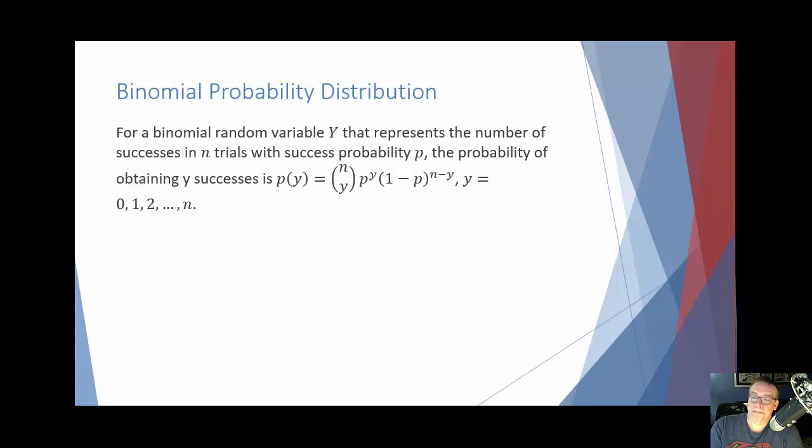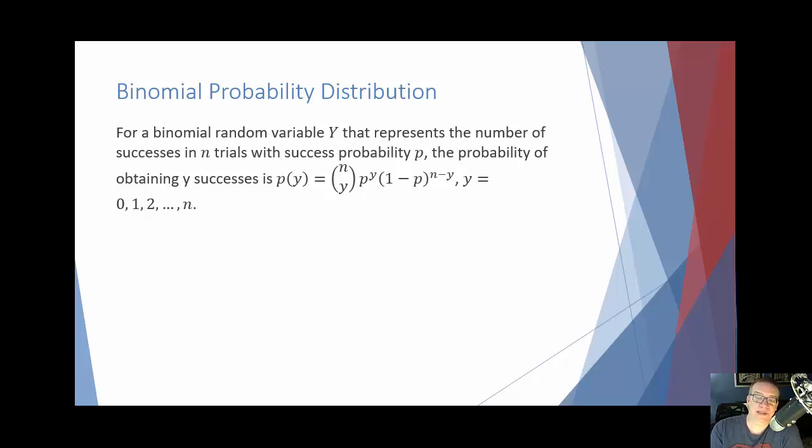Okay, so let's think about our binomial probability distribution. For a binomial random variable y that represents the number of successes in n trials with success probability p, notice here that we are given n and p. Those are what we call the parameters of the distribution, and you have to know those to be able to move forward to find any probabilities. Then the probability of obtaining y successes is p of y equals n choose y times p to the y times 1 minus p to the n minus y. And here y goes from 0 all the way up through n.